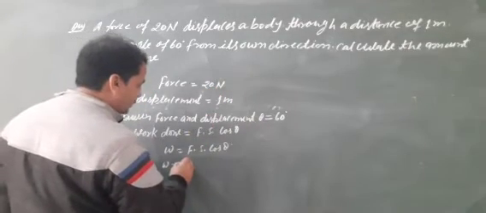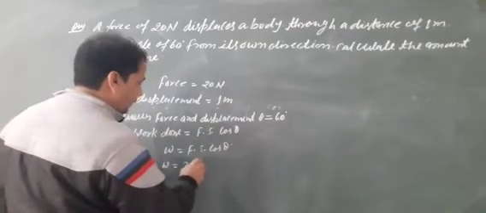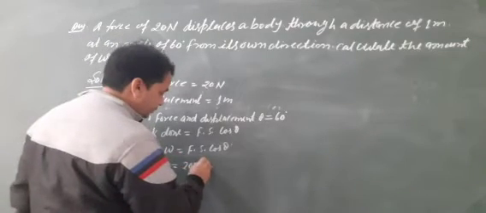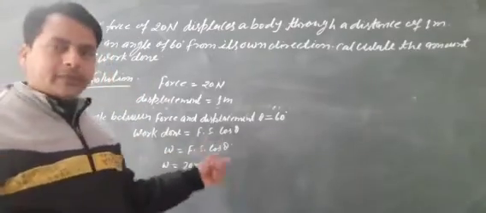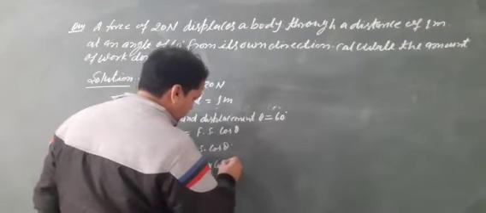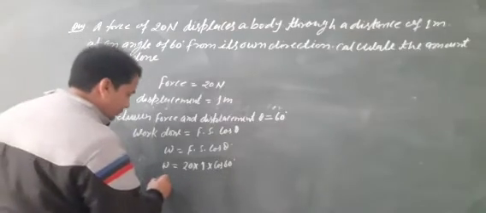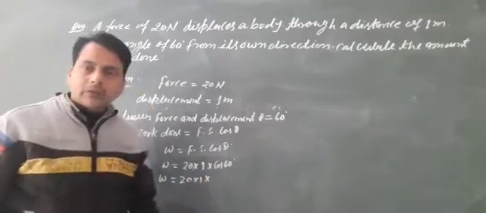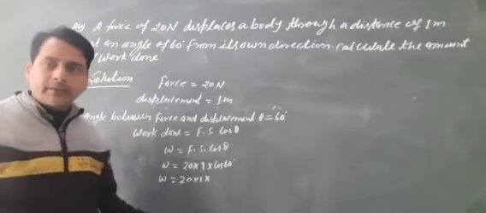the force is given 20 into displacement here 1 meter, 1, and the angle between the force and displacement is 60 degrees, then cos 60. So work done W equal to 20 into 1, and we know that the value of cos 60 is 1 by 2.